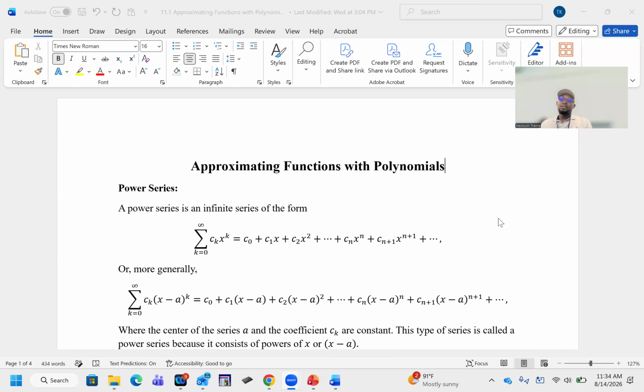Hello, welcome back. So in this section, we'll talk about approximating functions with polynomials. Let's start with power series. What is a power series?